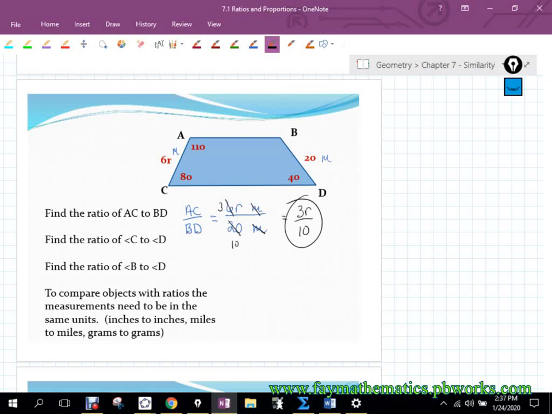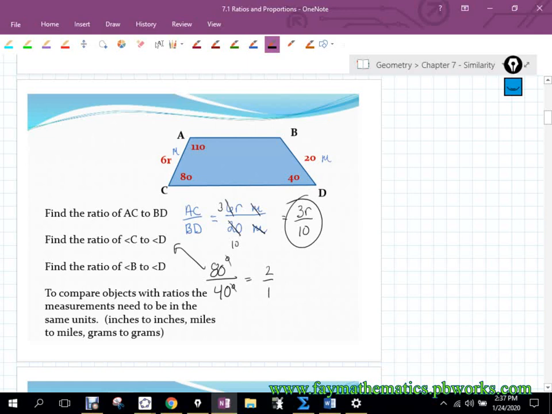The next one, find the ratio of C to D. So 80 degrees would be C, right? D would be 40 degrees. What's that reduce to? Units cancel, right? 2 to 1.